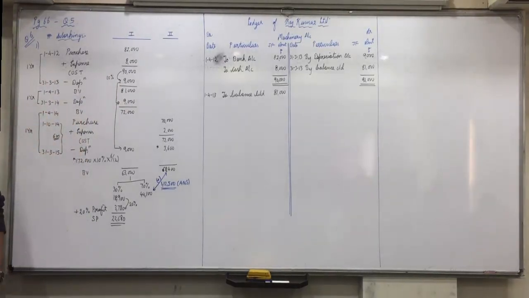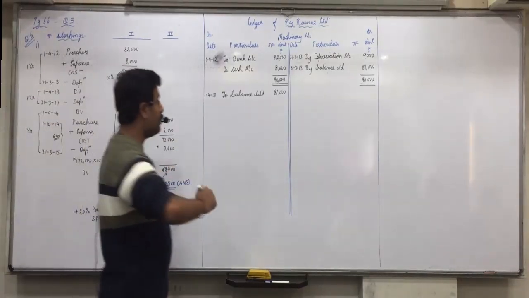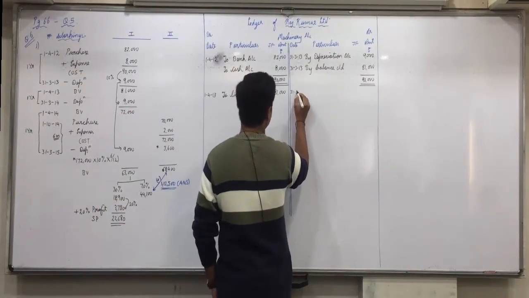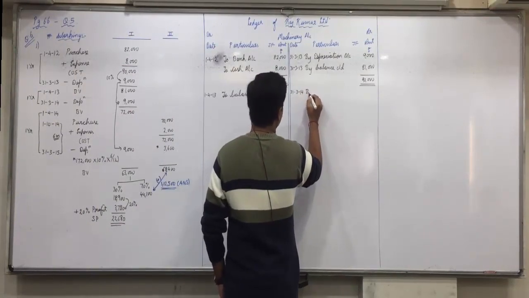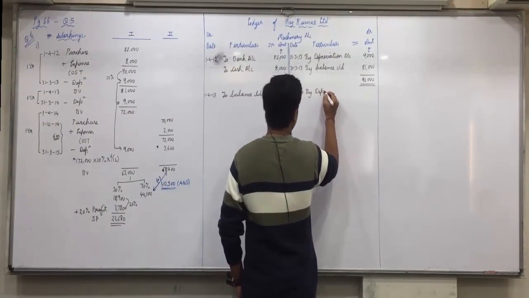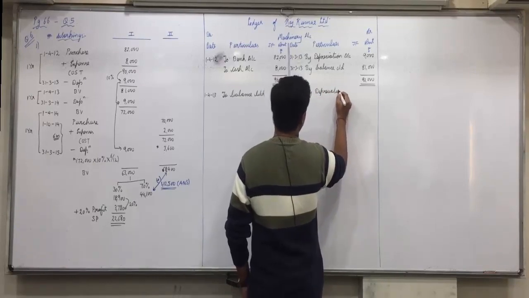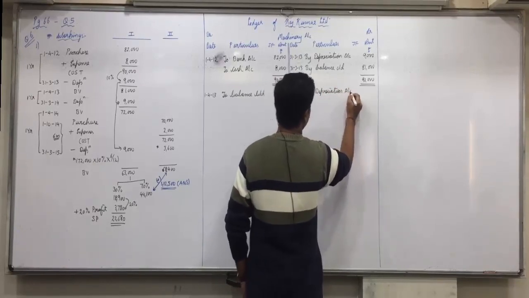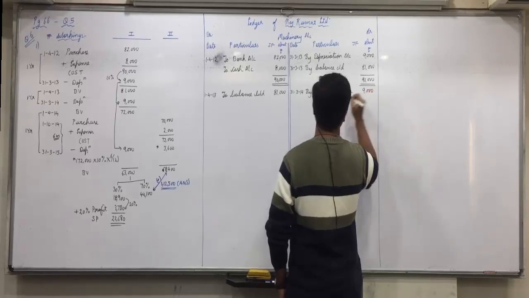Riya, what next? 31/3/14 depreciation, by depreciation account 9,000. Yes, now again on 31/3/14 depreciation of 9,000 will come on the credit side. 31/3/14 by depreciation account, and amount is 9,000.